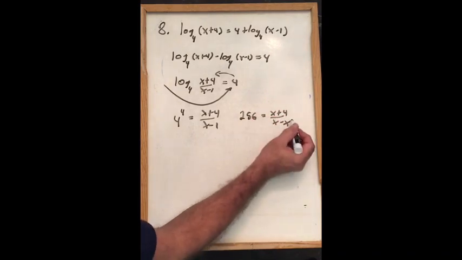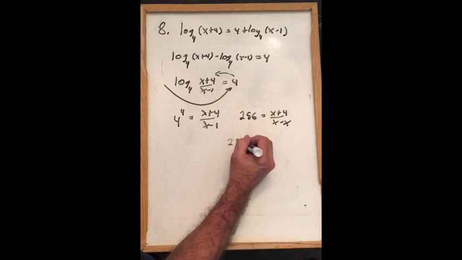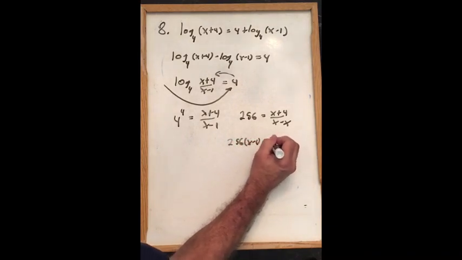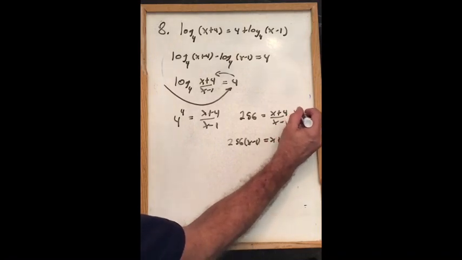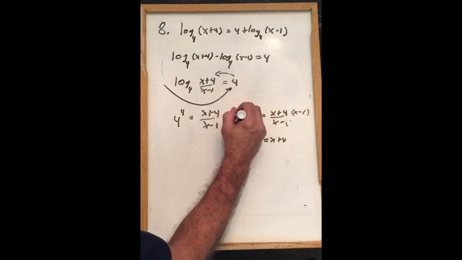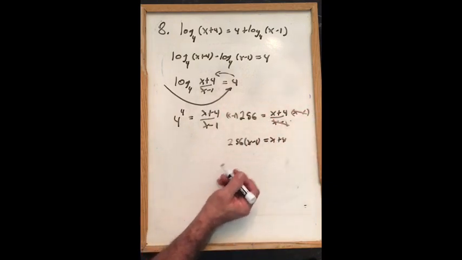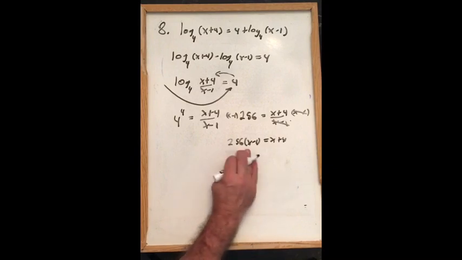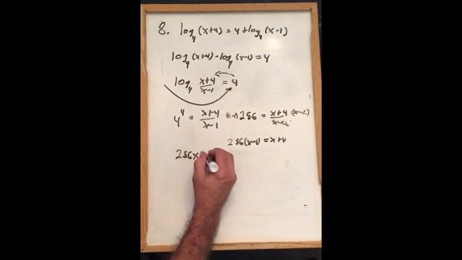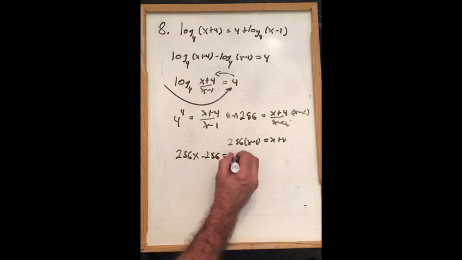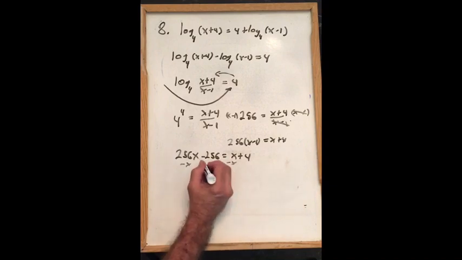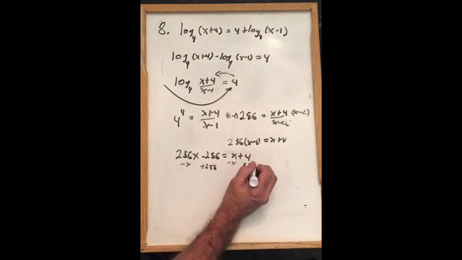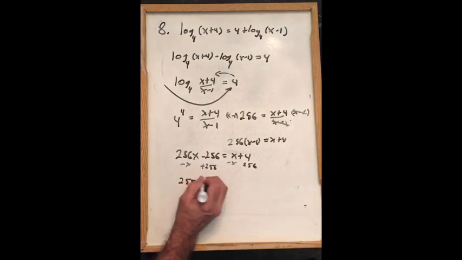I'm going to multiply both sides by x minus 1 to get 256 times x minus 1 is equal to x plus 4. Just multiply both sides. Sorry, x minus 1 here, and the same thing on this side, so that these cancel, and that's all I did. Distribute, so 256x minus 256 is equal to x plus 4. Subtract an x. And I'm going to add 256 to get 255x is equal to 260, and then divide.